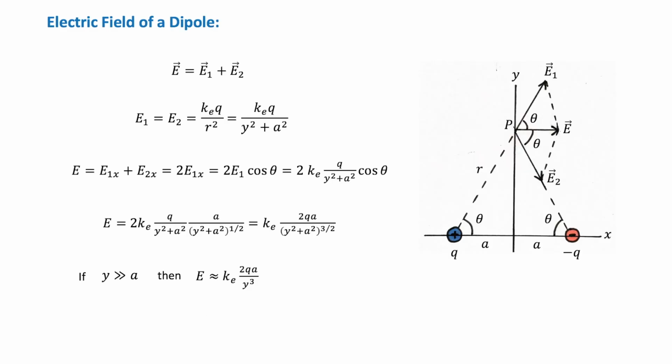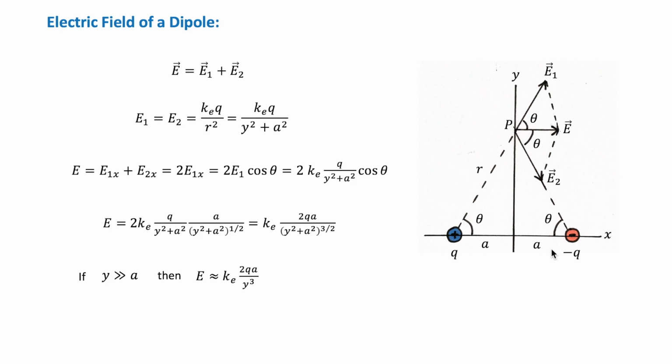So we will now consider the example of an electric dipole. An electric dipole consists of two charges that are equal in magnitude. One is a positive point charge and the other is a negative point charge, and they are separated by a distance, here it is 2a. So the dipole is very important in physics as it plays part in many things.